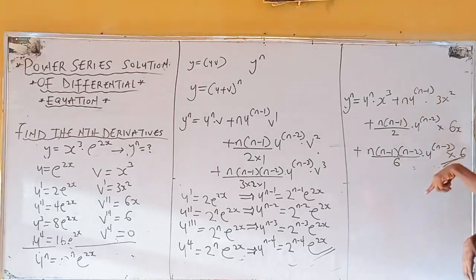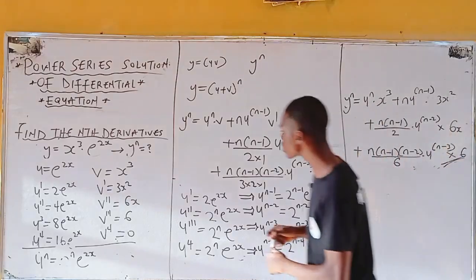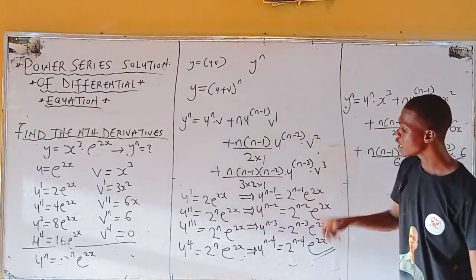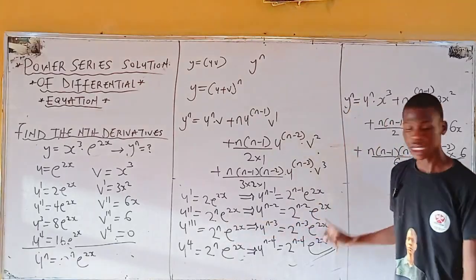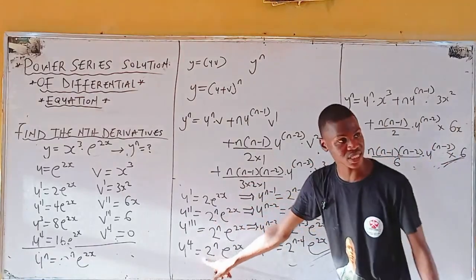When we substitute those values here, we need the value of u raised to the power of n minus 1, right? I can actually solve for u raised to the power of n minus 1, n minus 2, and n minus 3, right? We are saying that if u raised to the power of 1 is this, it implies that u raised to the power of n minus 1 is this. If the second derivative is this, it implies this. If the third derivative is this, it implies this. If the fourth derivative is this, it implies this.